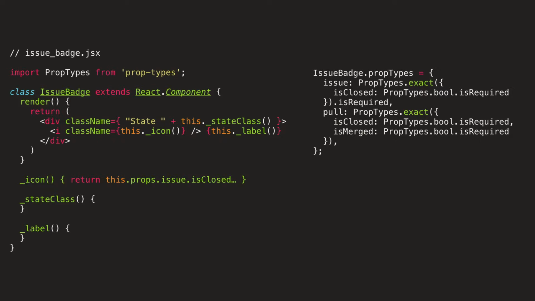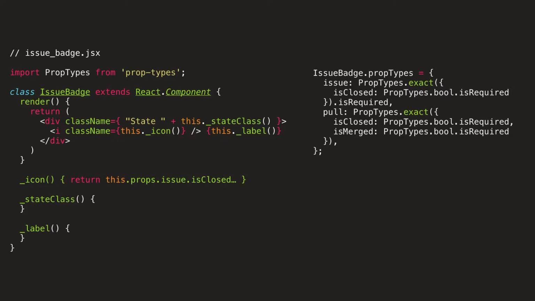We expect to always receive it. That's the isRequired. It has a Boolean attribute of isClosed, which we also expect to always get. And then we have a pull object that, since it doesn't have isRequired on it, can sometimes be there. But if it is, it's always going to have those two Boolean attributes. Gives us a pretty clean way to describe exactly what we're expecting to come into our function.